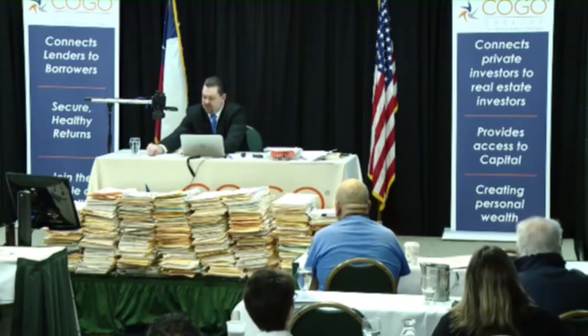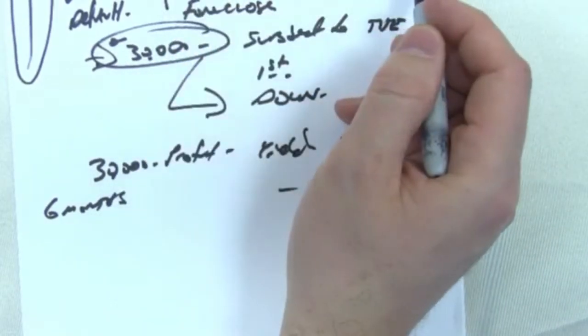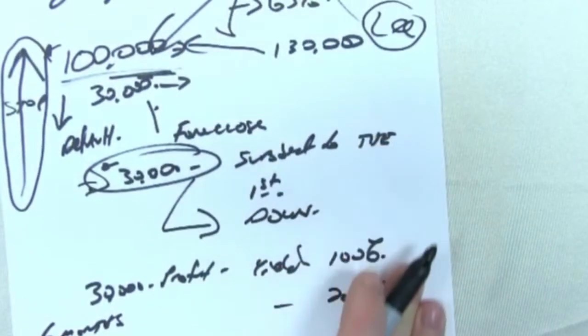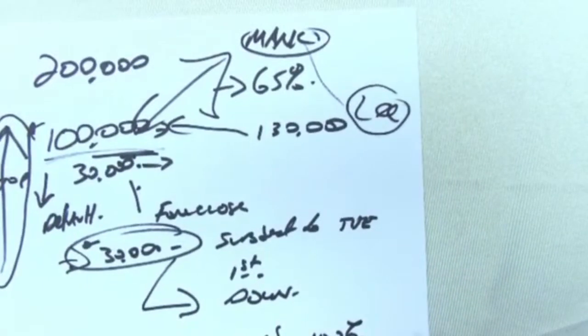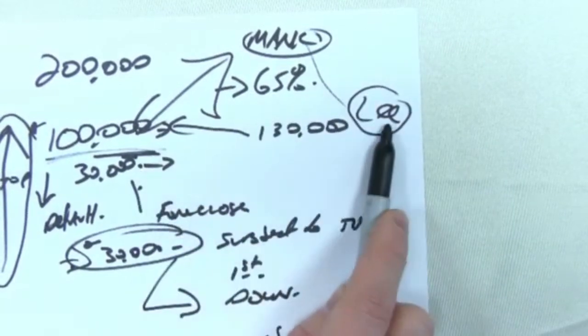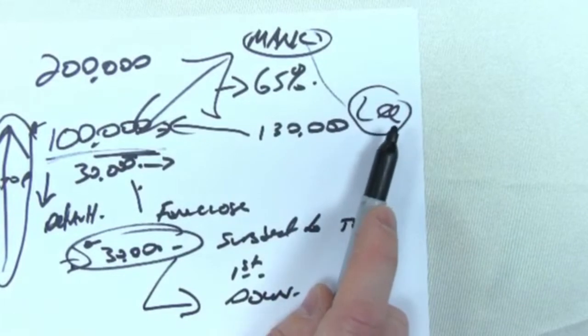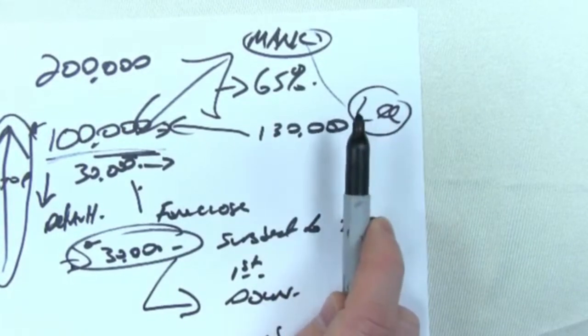So Mark, you borrowed $100,000 from Judy, and you borrowed $30,000 from Lee. So Mark borrowed $100,000 from Judy. Mark borrowed $30,000 from Lee. Okay, so Mark, you've been sending a check to Judy for the last couple of years for $1,100 a month.